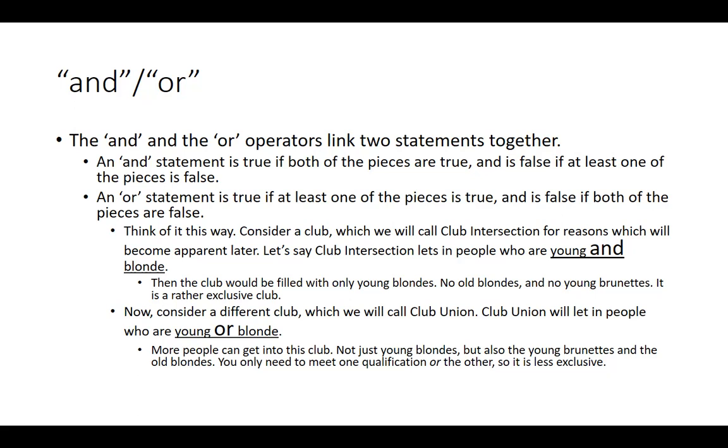Now consider a different club, which we will call Club Union. Club Union will let in people who are young or blonde. More people can get into this club, not just young blondes, but also the young brunettes and the old blondes. You only need to meet one qualification or the other, so it's less exclusive. So for and, both need to be true. For or, either one or the other, maybe both, but you just need at least one or the other to be true.